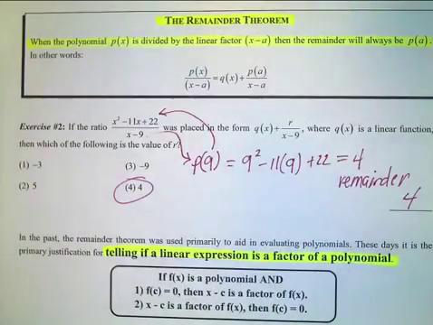So if f of x is a polynomial and you get f of c equals 0, then x minus c is a factor of f of x. If x minus c is a factor of f of x, then you know f of c equals 0. So vice versa. If you plug it in and you get 0, then you know it's a factor. If you have the factor and you plug in the c value and you get 0, you know it's a root. Vice versa. They are directly related with each other.